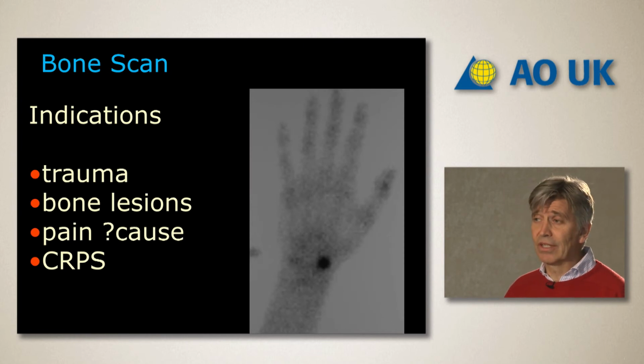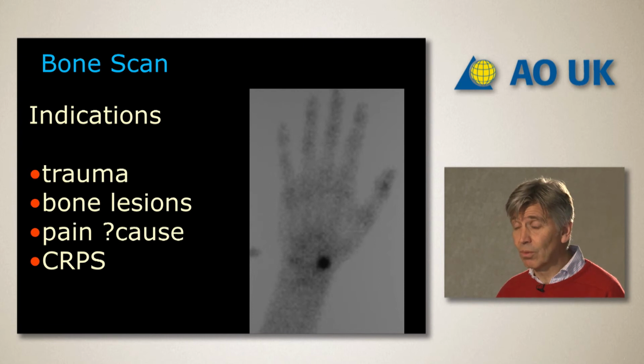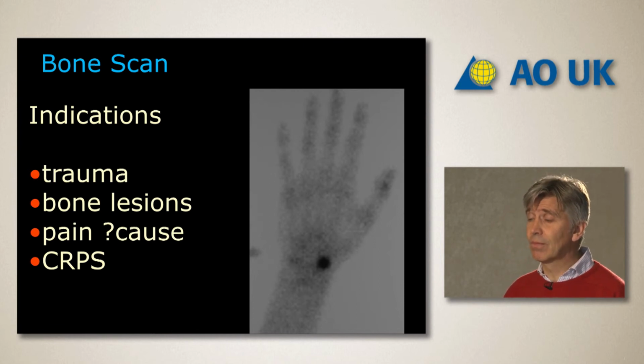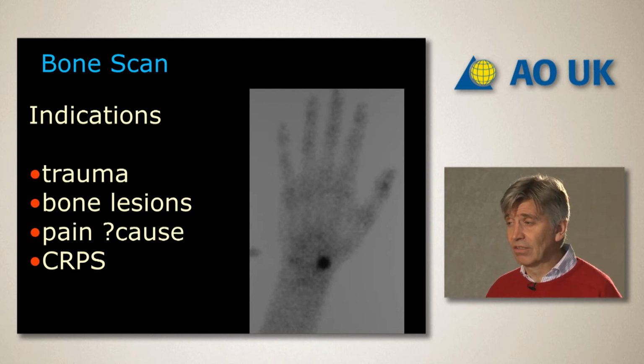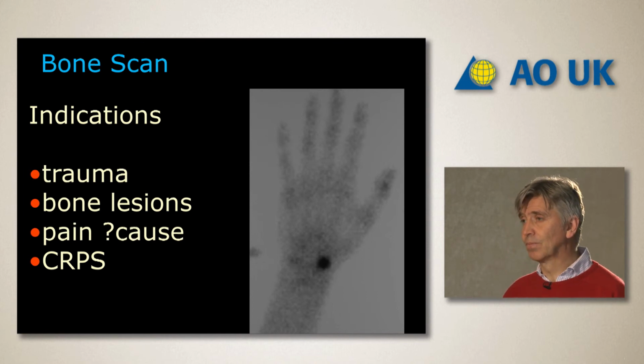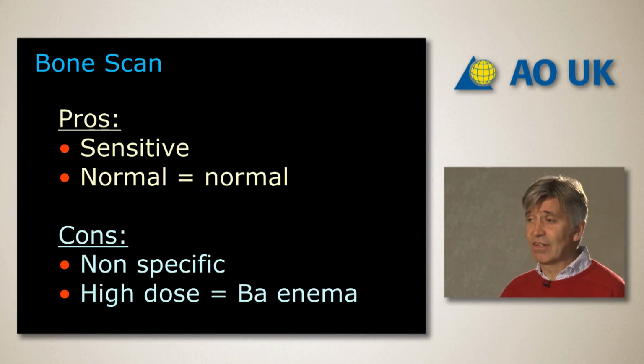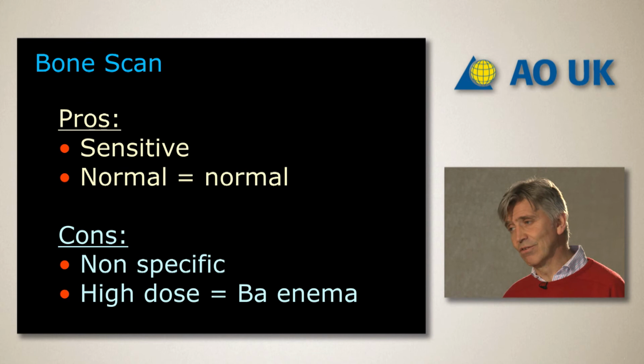A bone scan, what are the indications for a bone scan? Well, trauma, bone lesions, pain, query cause. So if you've got a painful wrist you don't know the answer to, bone scan may help you. Or diagnosing CRPS, potentially. Bone scan is sensitive. If the bone scan is normal, your wrist is likely to be normal. The cons are that it's non-specific.